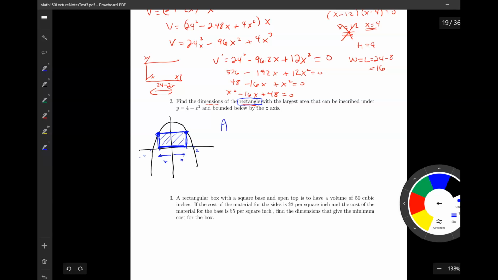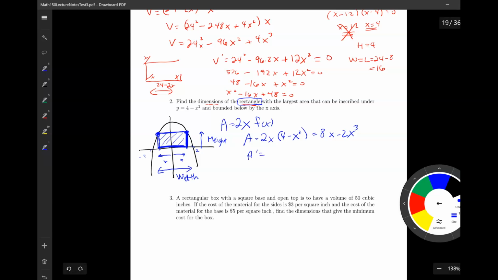So the area of the rectangle is width times height. So the width of my rectangle goes all the way across here. So the width of my rectangle would be 2x. The height of my rectangle would be here to here. So the height of the rectangle will be a y value, right? F of x. And I know that f of x is equal to 4 minus x squared. I'm going to multiply this out because I can see that's going to be easier than doing product rule.